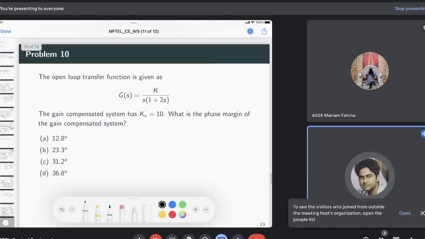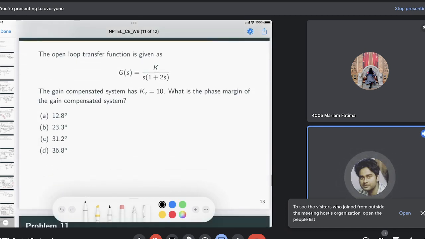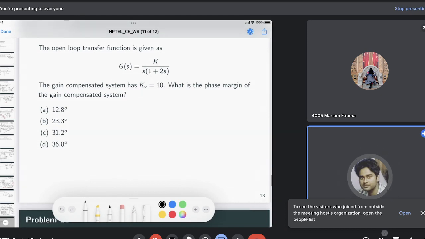So next we move on. We have this open loop transfer function, and we already have this gain compensated system that actually meets this kv. So we have taken k as 10, and we see that it actually meets this error constant.